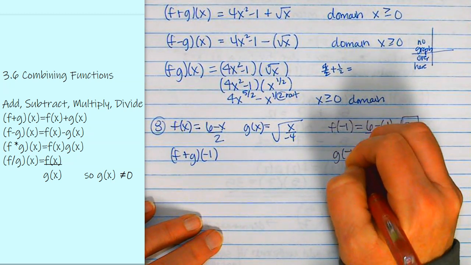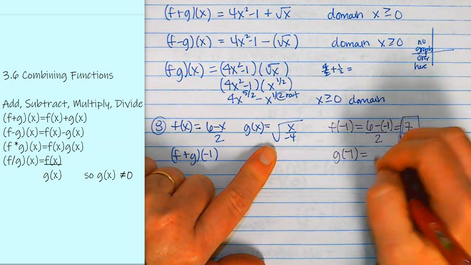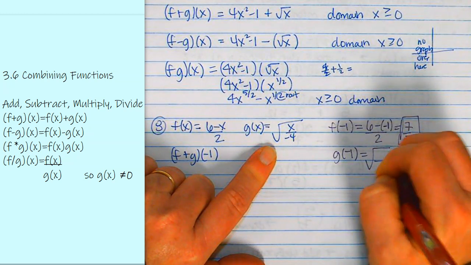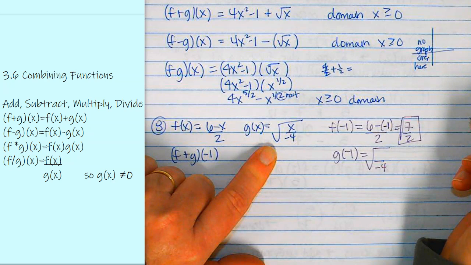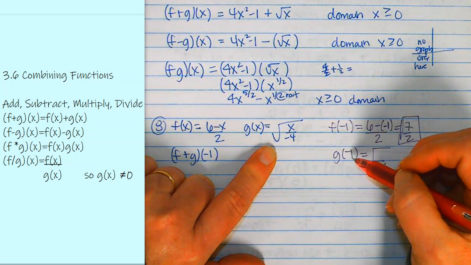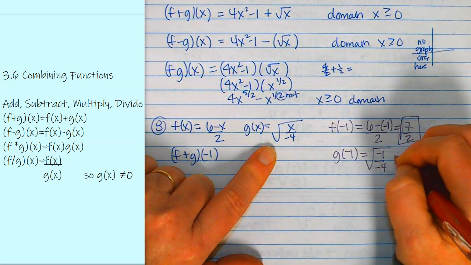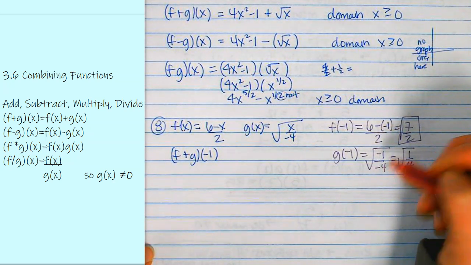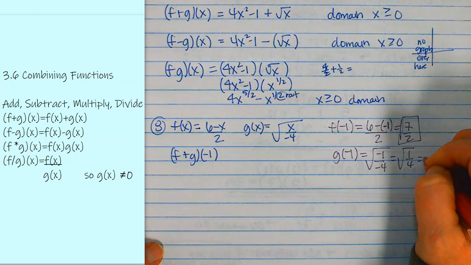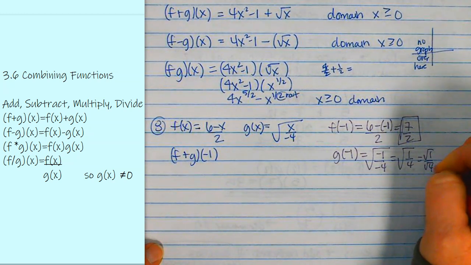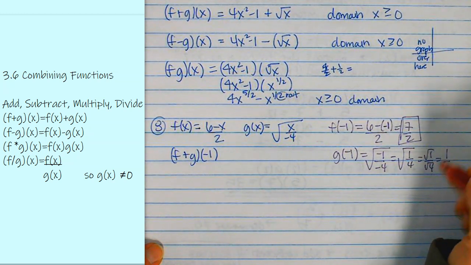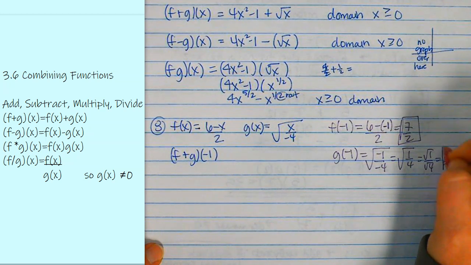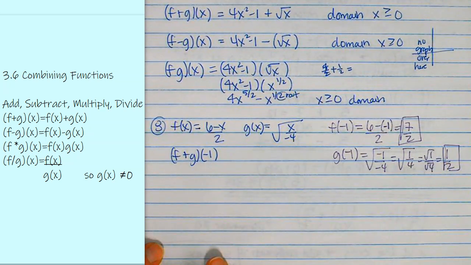G of negative 1 means this function, the square root of something over negative 4. And I'm supposed to plug in negative 1, so here it is. Now I have the square root of 1/4, because the two negatives cancel. And that's the square root of 1 over the square root of 4, so that's 1 over 2. The square root of 4 is 2. So now I know what g of negative 1 is.